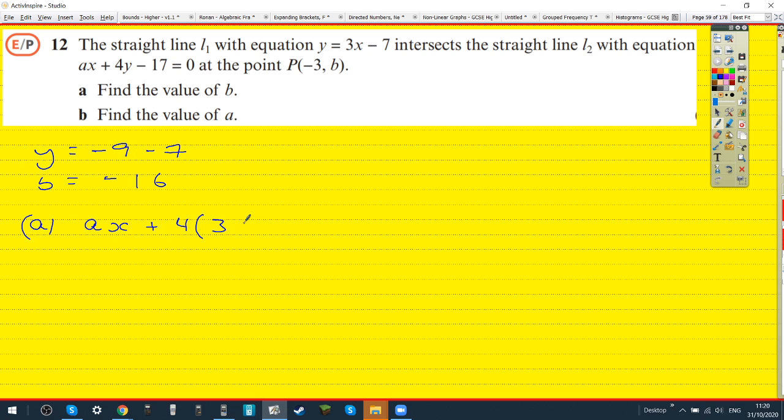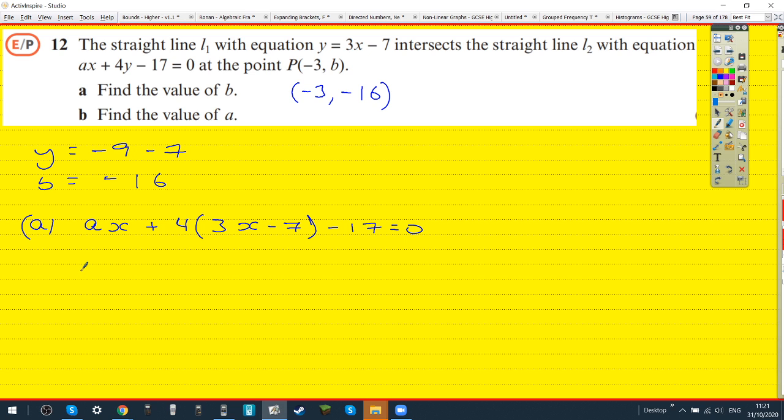You might be onto something there. Hang on. So let's just write 3x minus 7, and then minus 17 equals 0. This is the standard way, but your way is even better, because actually we know x and y: minus 3 and minus 16. So you could sub those both in instead of x and y. Okay, so what would you get for that?